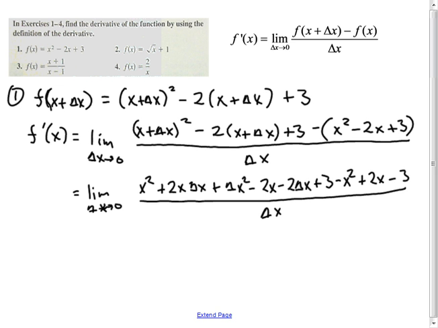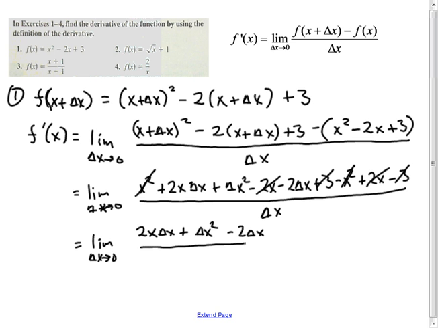All right, now look at what cancels out. In fact, when you do these, you'll notice anything that doesn't have a delta x in it will cancel out. I have an x squared here, and I have a minus x squared here. I have a plus 3 here and a minus 3 here. I've got a minus 2x and a plus 2x. They're going to cancel out. So the only thing left are terms that have a delta x in them. So we could go ahead and say this is the limit as delta x goes to 0 of 2x delta x plus delta x squared minus 2 delta x. And that's still all over delta x.